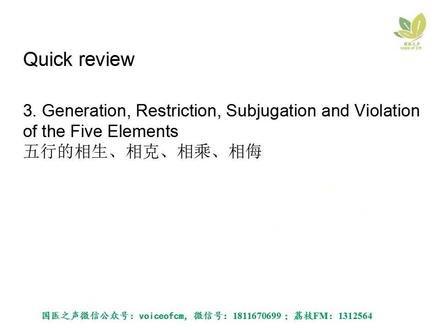So lastly, we talked about generation, restriction, subjugation, and violation of the five elements. And I will also give you some examples. So it's better that you have a review after class. So we have finished all the content of what we have learned today. So I want to give you the third question. Do you know what is the mutual interaction between mother element and child element?